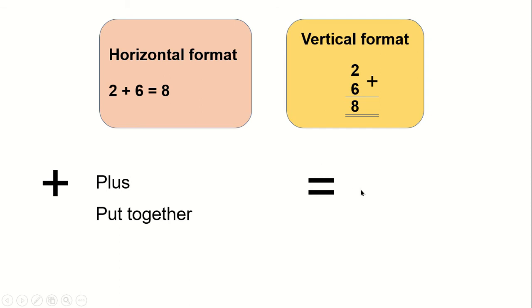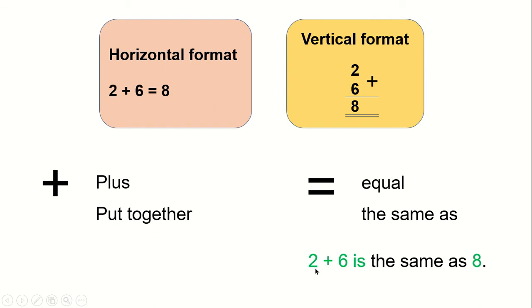This one is called equal. Equal, and you can also call it the same as. So we can say that 2 plus 6 is the same as 8. Or you can say 2 plus 6 equals 8.